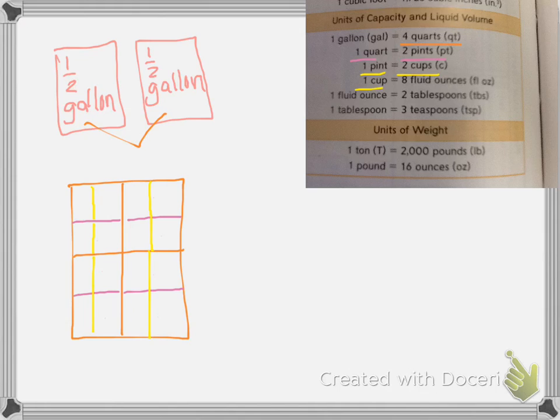We know each cup equals 8 ounces. So we would have to do 16 times 8 to figure out how many ounces there are. 8 times 6 is 48. 8 times 1 is 8 plus 4 is 128. So your answer is 128 ounces.